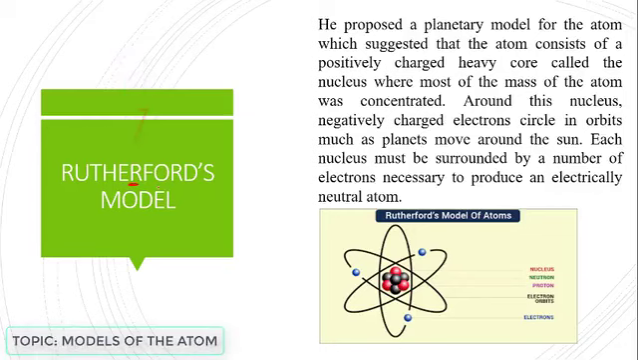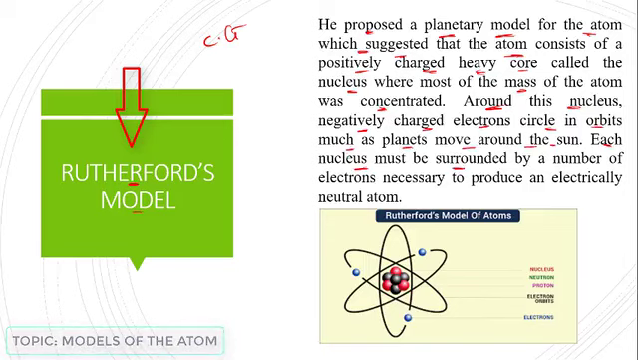Now let's look at Rutherford's model. Rutherford proposed a planetary model for the atom which suggested that the atom consisted of a positively charged heavy core, which we call the nucleus. It is at this nucleus that most of the mass of the atom was concentrated. Think of it more as the center of gravity of the atom. Around this nucleus, negatively charged electrons move in circles, in orbits, the same way that planets move round the sun.